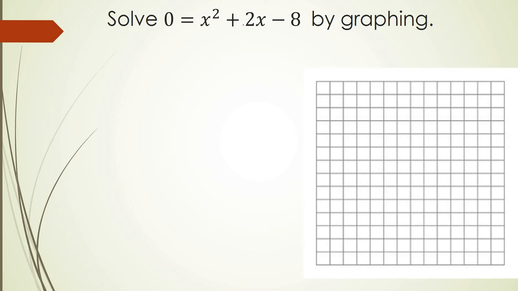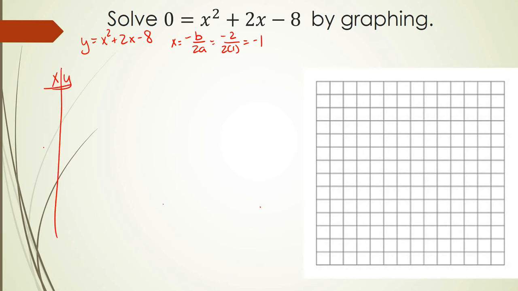So if I want to solve 0 equals x squared plus 2x minus 8 by graphing. So first I'm going to graph the entire function, y equals x squared plus 2x minus 8. So just like in the last section, negative b over 2a gives me my x value. In this case, negative 2 over 2 times 1, or negative 1. I set up my table of values with negative 1 in the middle.